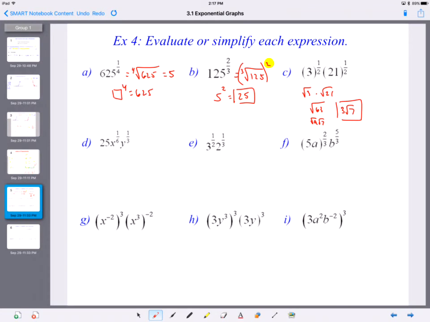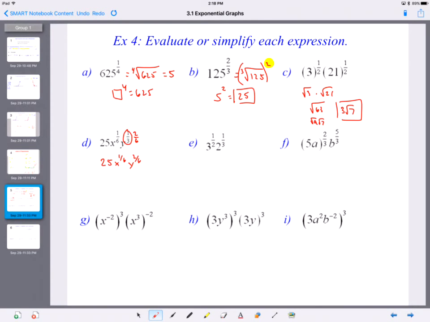Go ahead and move on to D. 25x raised to the 1/6, y to the 1/3. On this one, what we want to do is we want to simplify everything. We want the same denominator in terms of your exponents. So what we're going to do is rewrite y to the 1/3 as a denominator of 6, and that'd be 2/6. And so you have 25 x to the 1/6 and y to the 2/6.